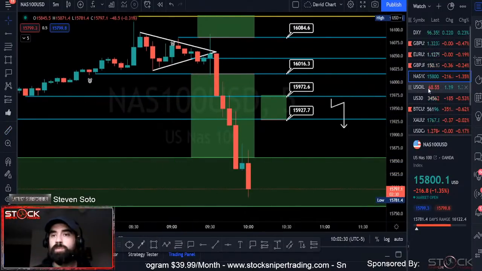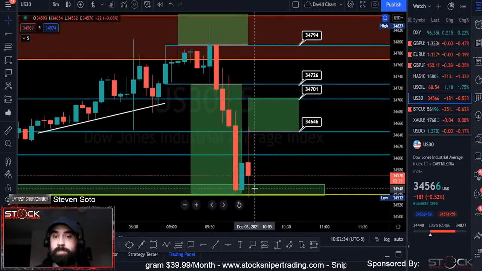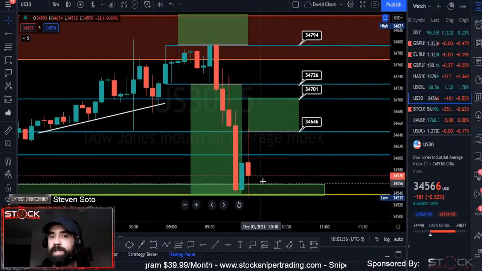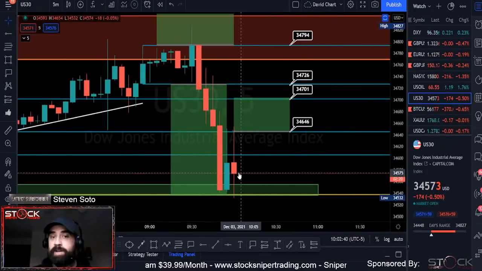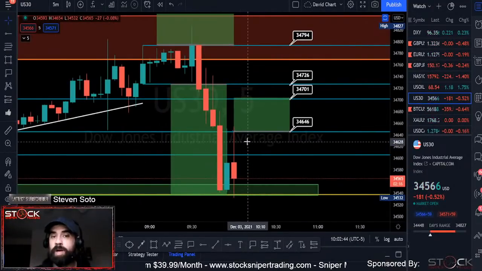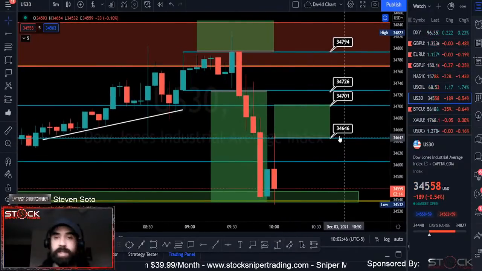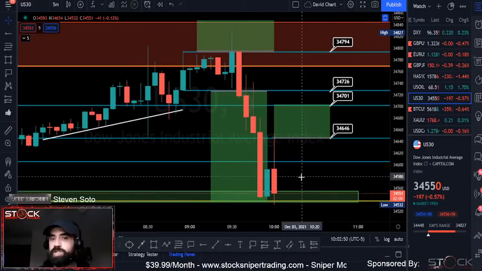And then US 30, guys, it's indecision as of right now. It's still bouncing in and out of this demand area. Let's watch and see if it's going to get some buyers picking up here or if the sellers are going to start to hammer it back down. Just monitor this, guys. Any buying opportunity is 34646 for the continuation. If not, it's just going to continue selling.